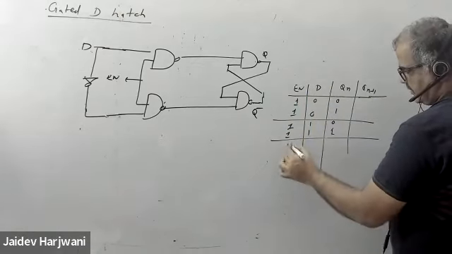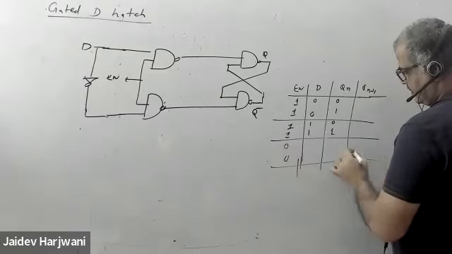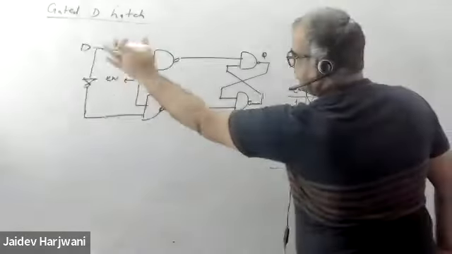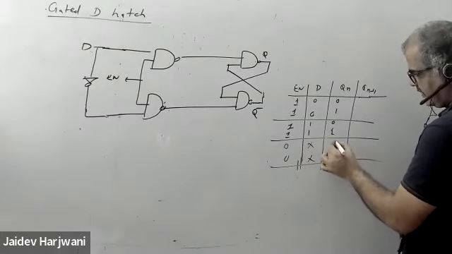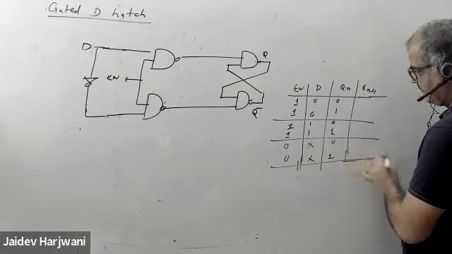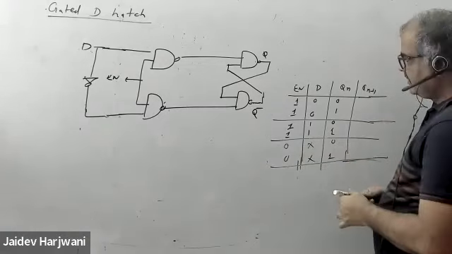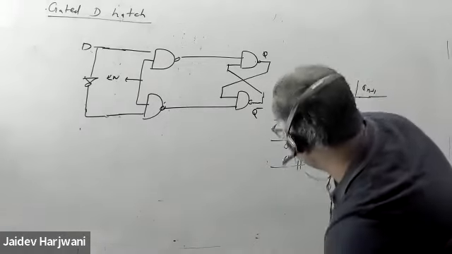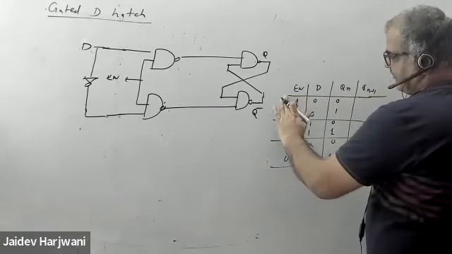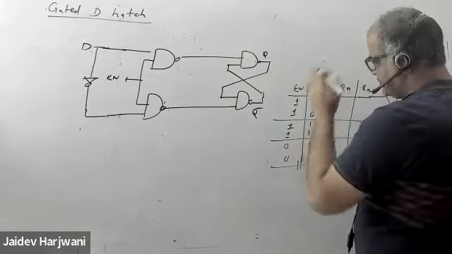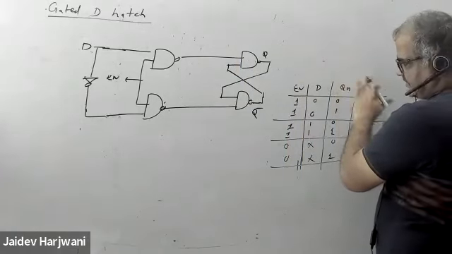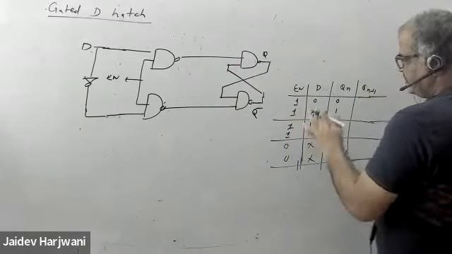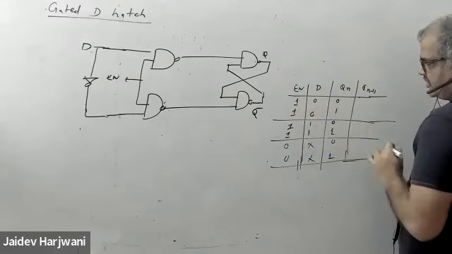And when enable is 0, the variable has no meaning, so Q stays as it is. Now just put the values. It is the same as an SR flip flop, only you have one variable. So the present state Q, the next state will be the same as an SR flip flop. We know 0 0 is a no change condition.